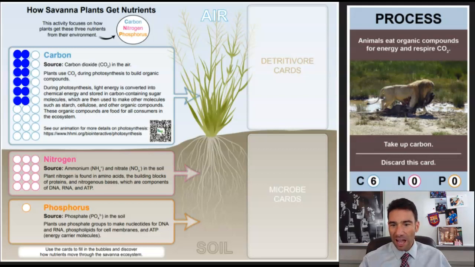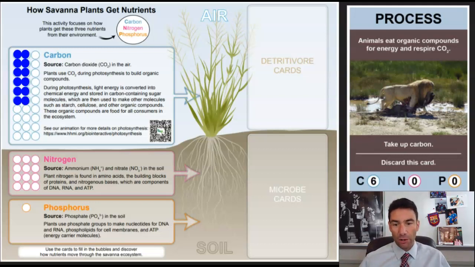Ooh, this time I got an animal eating compounds for energy, so that could be another animal or a plant. That's a lion eating a wildebeest, and it's respiring CO2. Just like we eat food to get energy, the lion is eating the wildebeest, getting energy, and breathing out CO2, which can then be taken up by our plant.